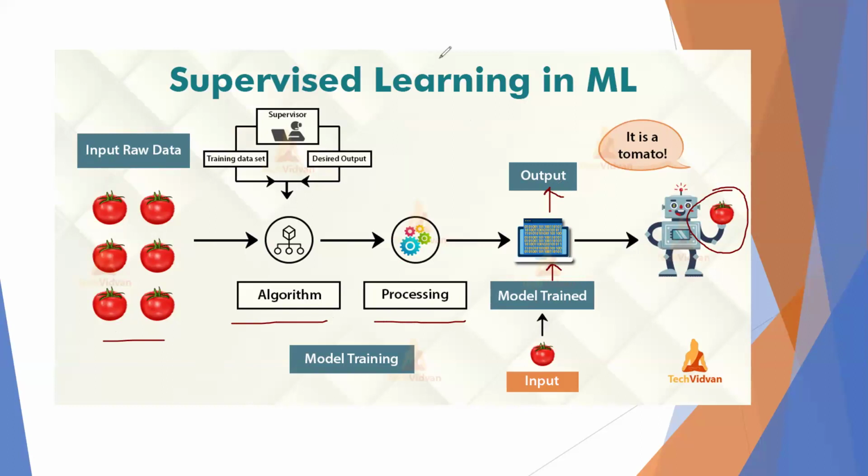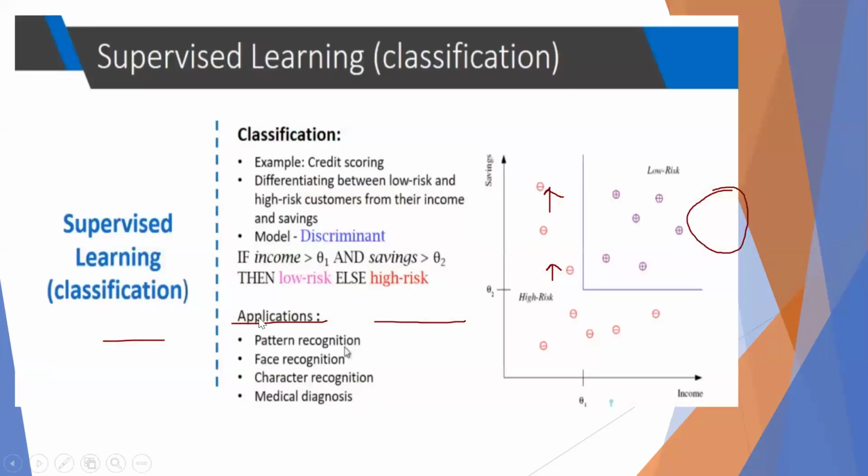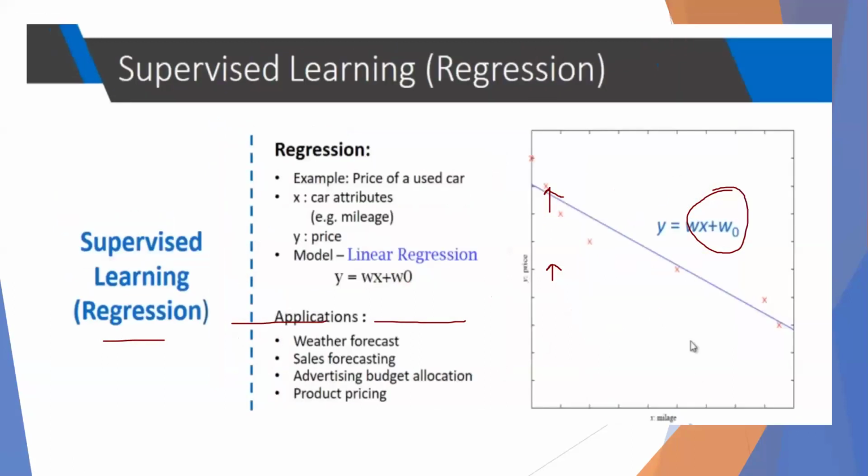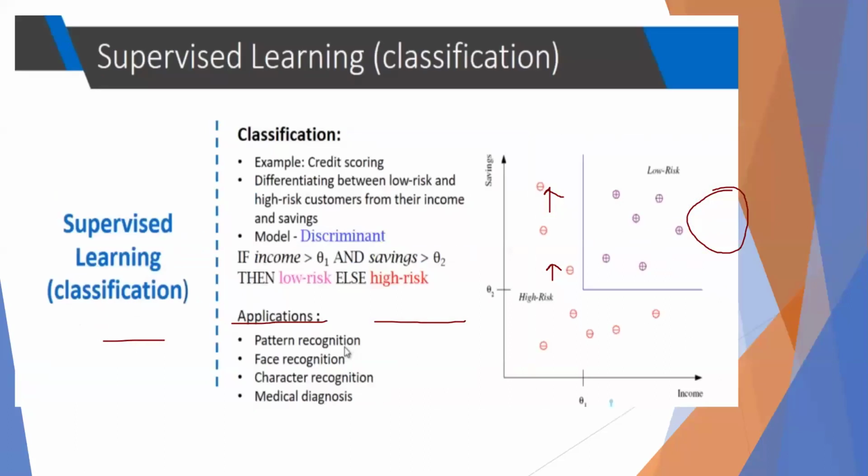Okay, so next, in supervised machine learning, after the example, basically we are doing two types of things in supervised machine learning. One is classification and the second one is regression. So first, understand the basic difference between these two. What is the regression problem and what is the classification problem?